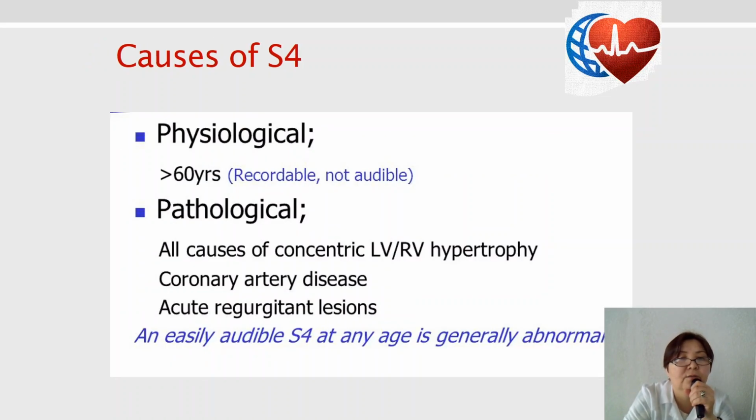Causes of S4: physiological, less than 60 years, recordable, not audible. Pathological, all causes of concentric LV and RV hypertrophy, coronary artery disease, acute regurgitation lesions, and easily audible S4 at any age is generally abnormal.